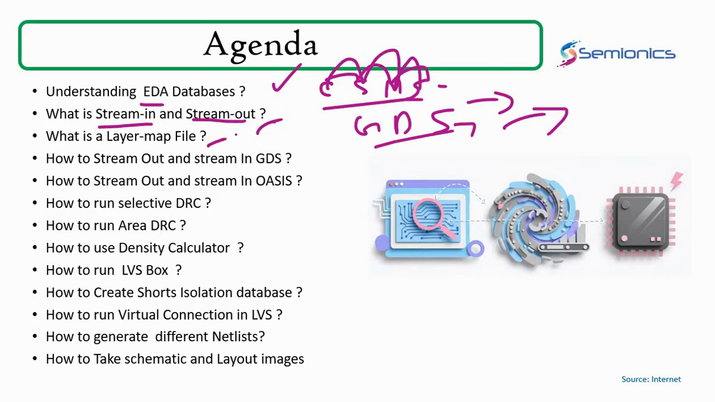And then the most important thing is the layer map file. So we'll try and understand what exactly this layer map file is. You might have heard of it, but what is its main purpose? And then we'll see a demo on how to stream out, stream in, what challenges you would face, how to dump the file, and how to ensure that it is dumped correctly or not.